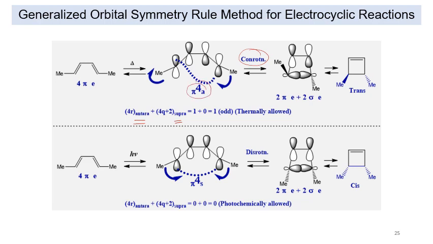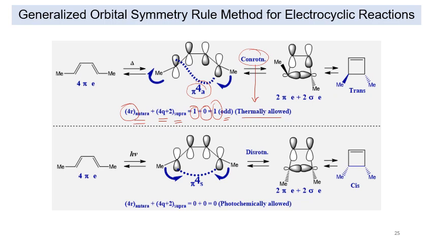So, how many 4R components are we having? We are having one 4R component. We are having no supra component which falls under the 4Q plus 2. Therefore, the total of 4R plus 4Q plus 2 in this particular case comes out to be 1, which is an odd number. Therefore, this will be thermally allowed. So, the conrotation will be thermally allowed.